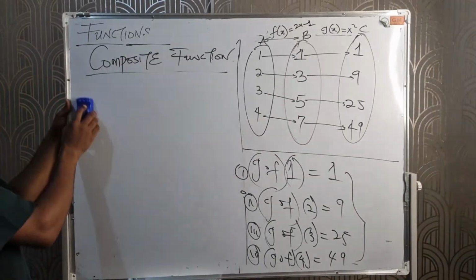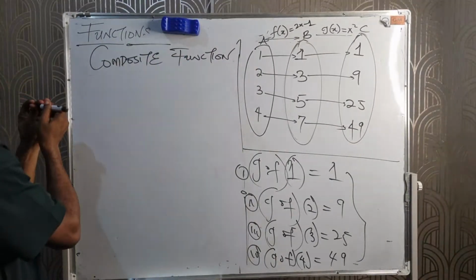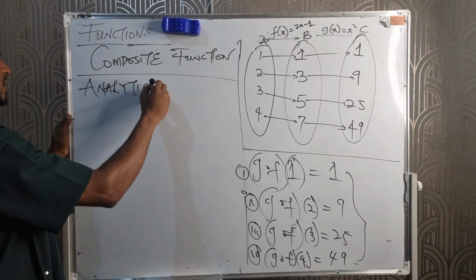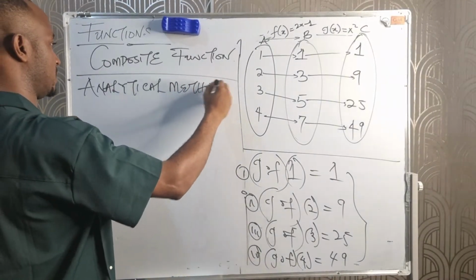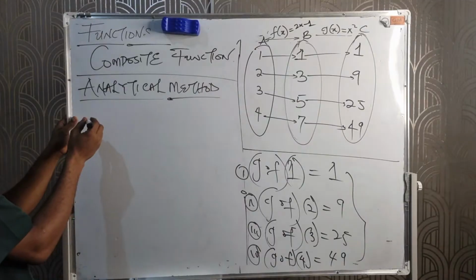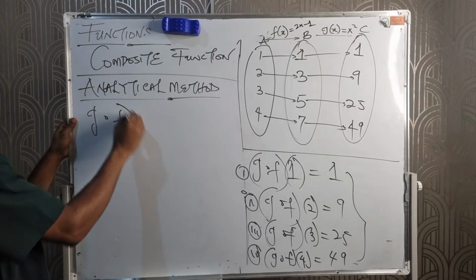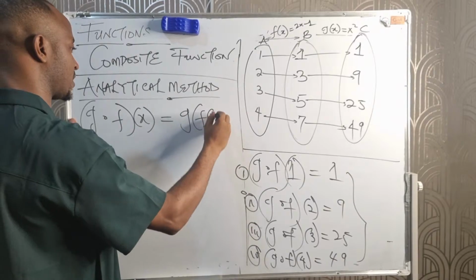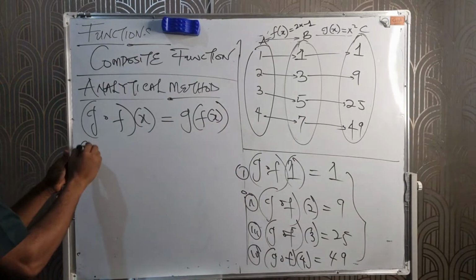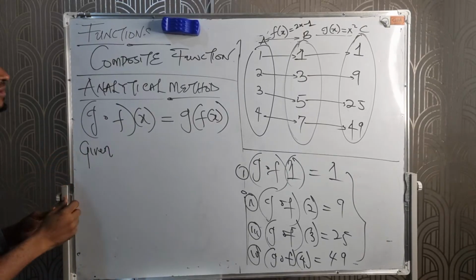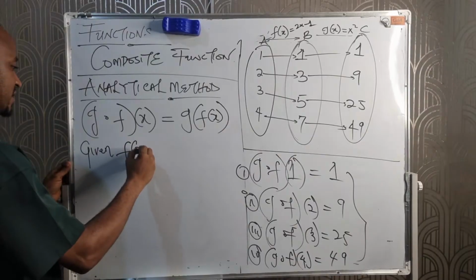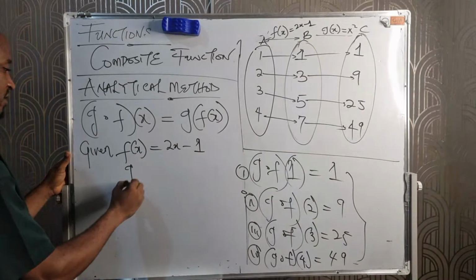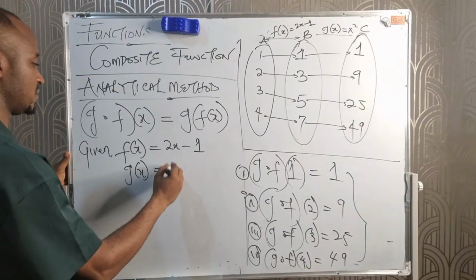I call this method the analytical method, all right? That's for me, the analytical method. I say that if we are given g of f of x, this is the same as g of f of x. Is that clear? Let's analyze what we are given. We are given f of x to be equal to 2x minus 1, and g of x to be equal to x squared.